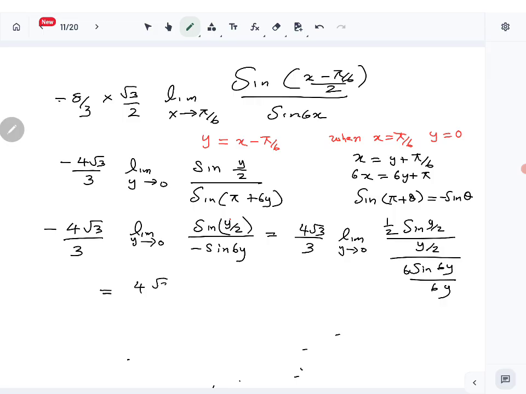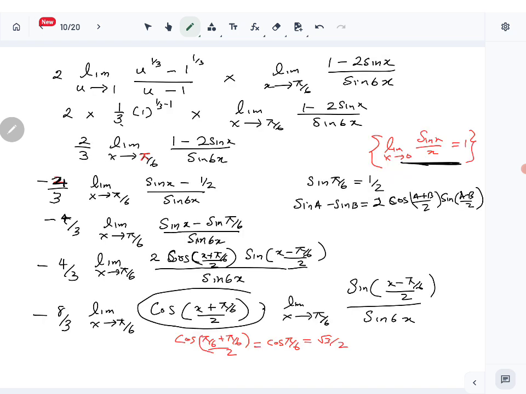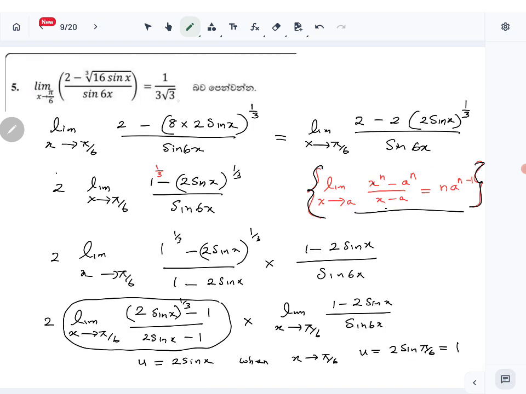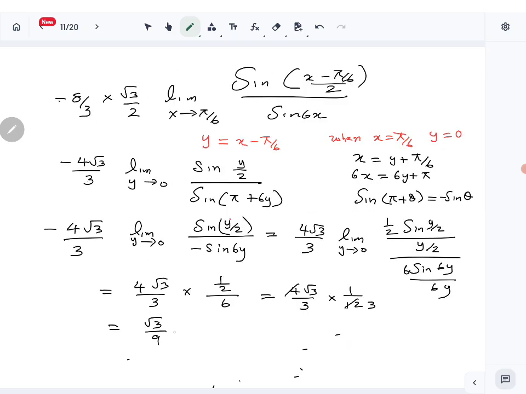What you get? 4 root 3 over 3 times half divided by 6. So 4 root 3 over 3 times 1 over 12. So that is root 3 over 9. But that is not what we want. What do we want? 1 over 3 root 3. Right. Multiply both the numerator and the denominator by root 3. Then you get what we want, 1 over 3 root 3. There's the limit.